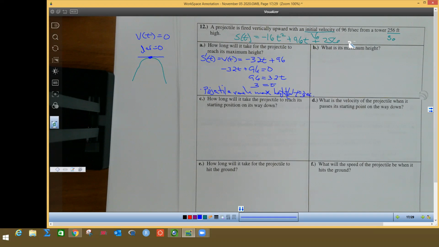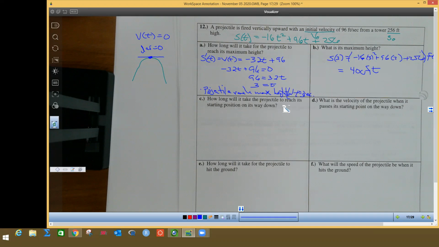What's the maximum height? Well, which thing gives me height? S of t. So we know it reaches the maximum at 3 seconds, so we're going to get S of 3, which is going to equal negative 16 times 3 squared plus 96 times 3 plus 256, and that is feet. So that can be your answer. Anybody want to type that in your calculator? 400 feet. So it gets a max height of 400 feet at t equals 3 seconds.